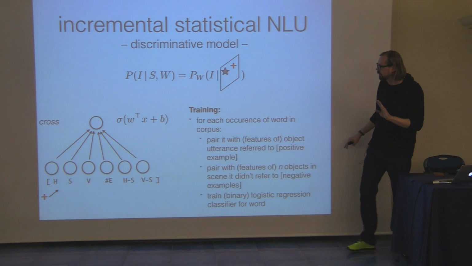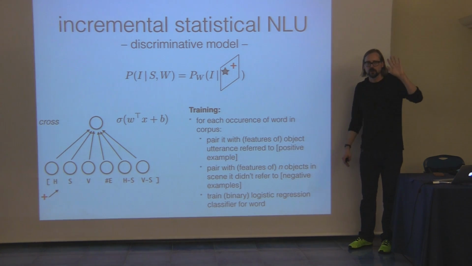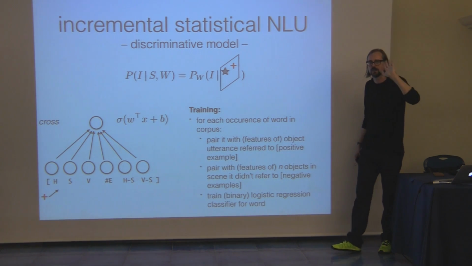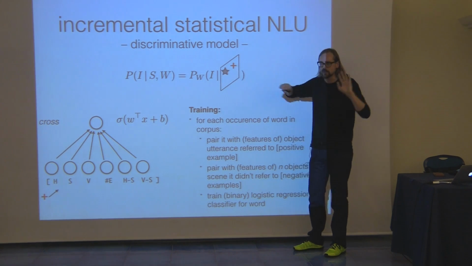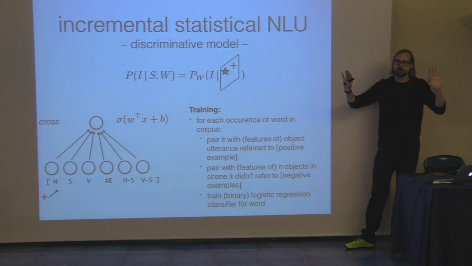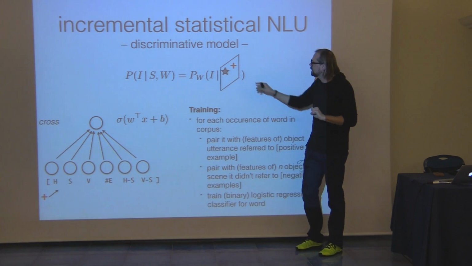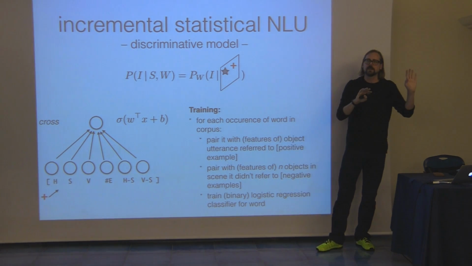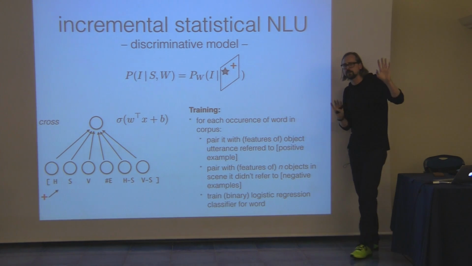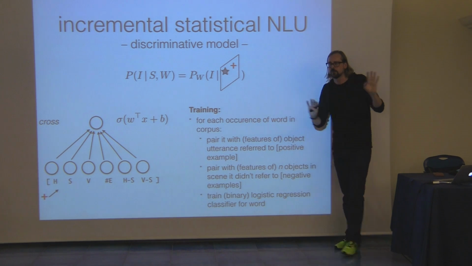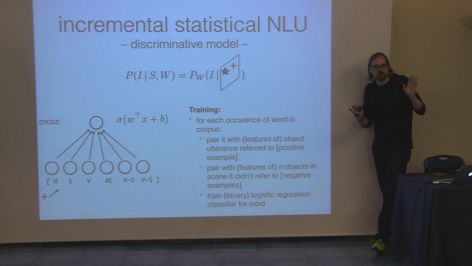So let's say we have the word cross here, and we have an utterance, take the red cross. And the classifier for the word cross will get the feature representation of the red cross as a positive example, because we know that this is what was referred to, and it will maybe get the star as a negative example. This is a little bit dangerous because it might get another cross. There may have been another cross in the scene as well, a blue cross, right? So it will get the blue cross as a negative example, even though it's also a cross.